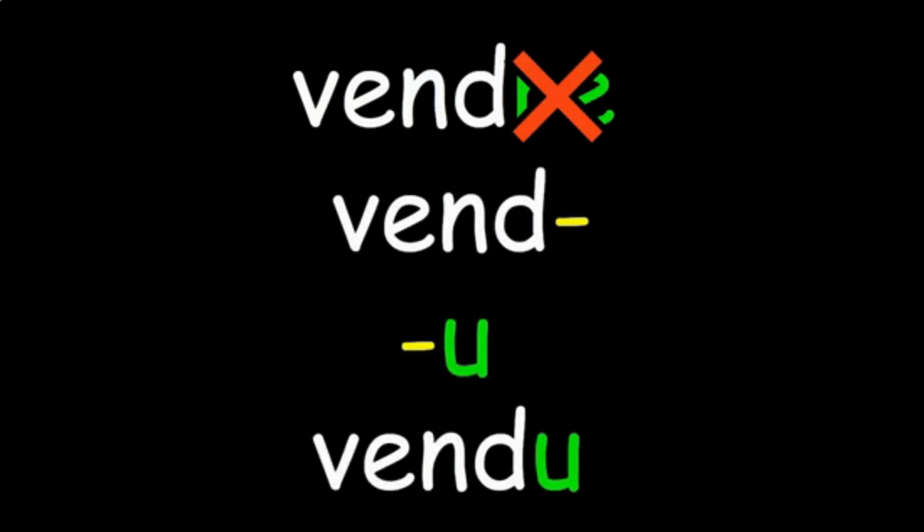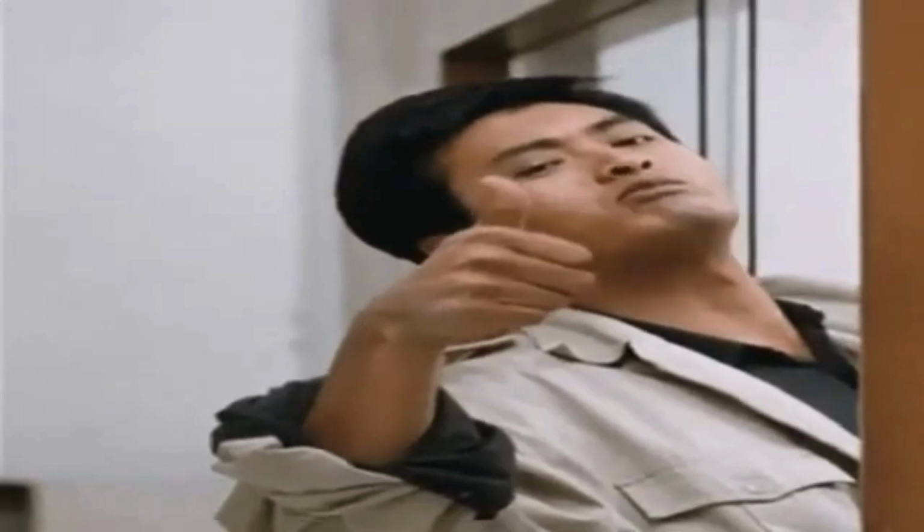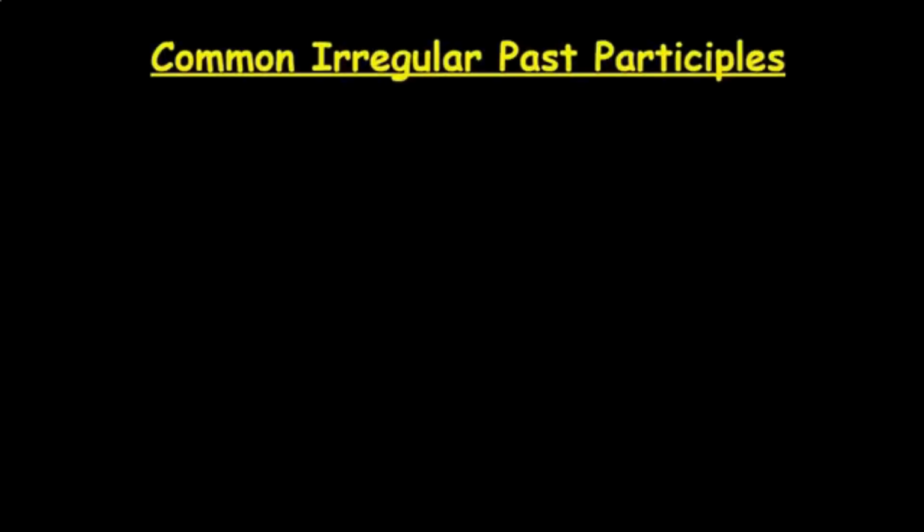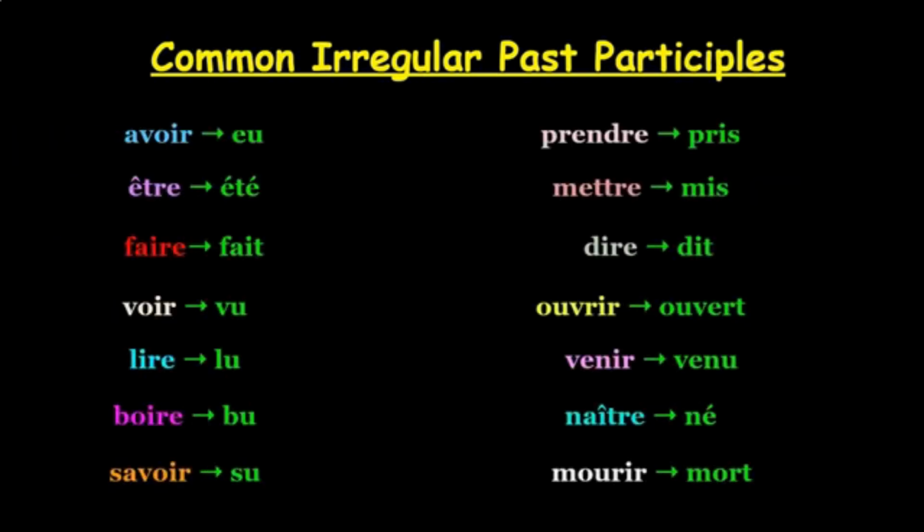For IR verbs like choisir, you chop off the IR, get your stem, and then add an I. For RE verbs like vendre, which we saw earlier, you chop off the RE ending, get your stem, and then add a U. If you know this pattern, you'll know how to conjugate most verbs in le passé composé. Unfortunately, there are still quite a few irregular past participles that play by their own rules. Here I listed some super common ones.